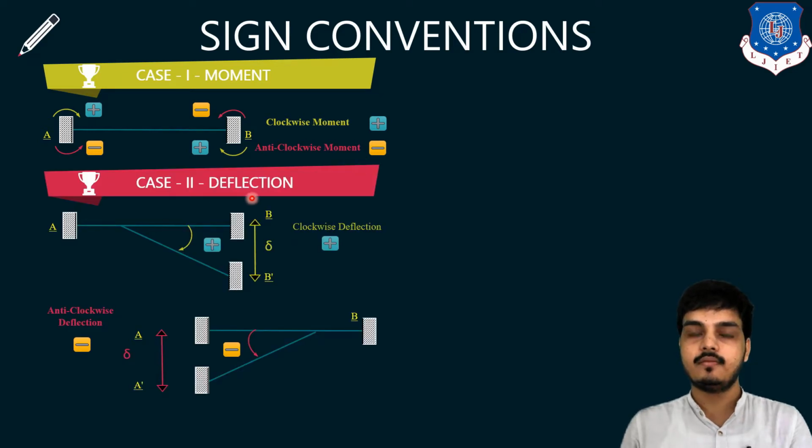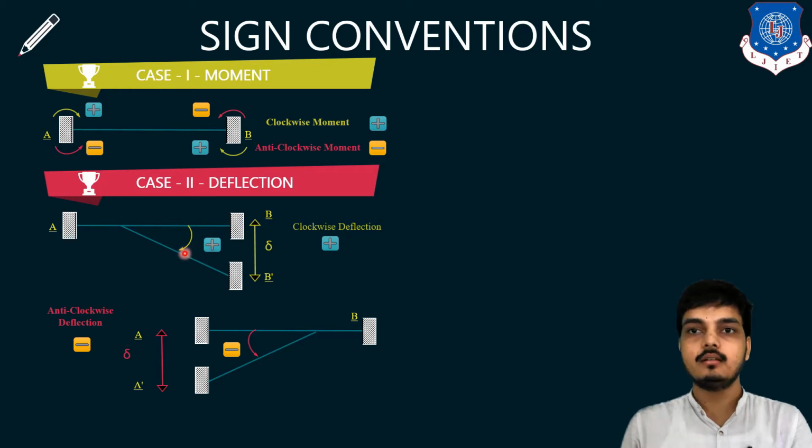Case number 2 is deflection. Now, A to B support is given and support B is deflected downward and reaches B to B dash. This is delta deflection. So this entire beam has created a clockwise kind of moment. You can see that B has been shifted to B dash, A is at its own place. So this will be creating a clockwise kind of deflection. So consider it as positive.